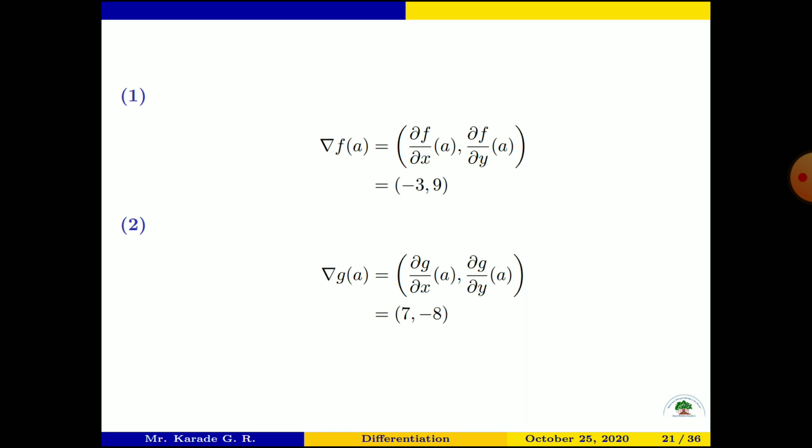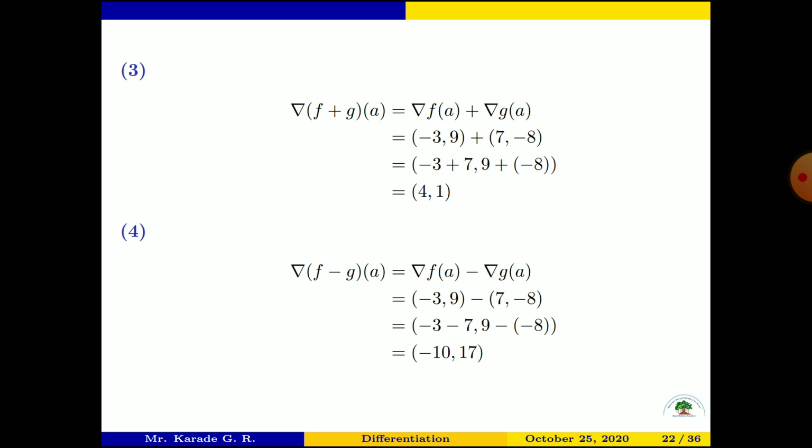Now we will find the gradient of g at a, which is equal to (dou g by dou x at point a, dou g by dou y at point a). So the gradient of g at a is also a vector with two components. The value of the first component, the partial derivative of g with respect to x at point a, is 7, and the value of the second component, the partial derivative of g with respect to y at point a, is -8. So the gradient of g at a is the vector (7, -8).